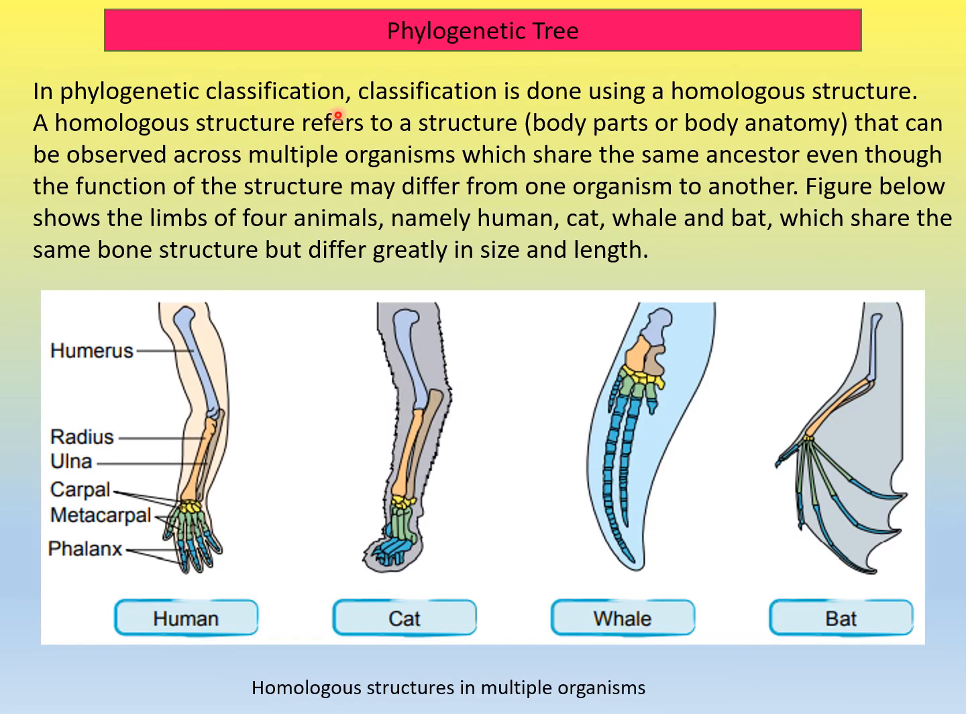Phylogenetic classification is done using a homologous structure. Homologous structure refers to a structure, which is body part or body anatomy, that can be observed across multiple organisms which share the same ancestor, even though the functions of the structure may differ from one organism to another. The figure below shows the limbs of 4 animals, namely cat, humans, whale, and bat, which share the same bone structure but differ greatly in size and length and also the functions. Okay.